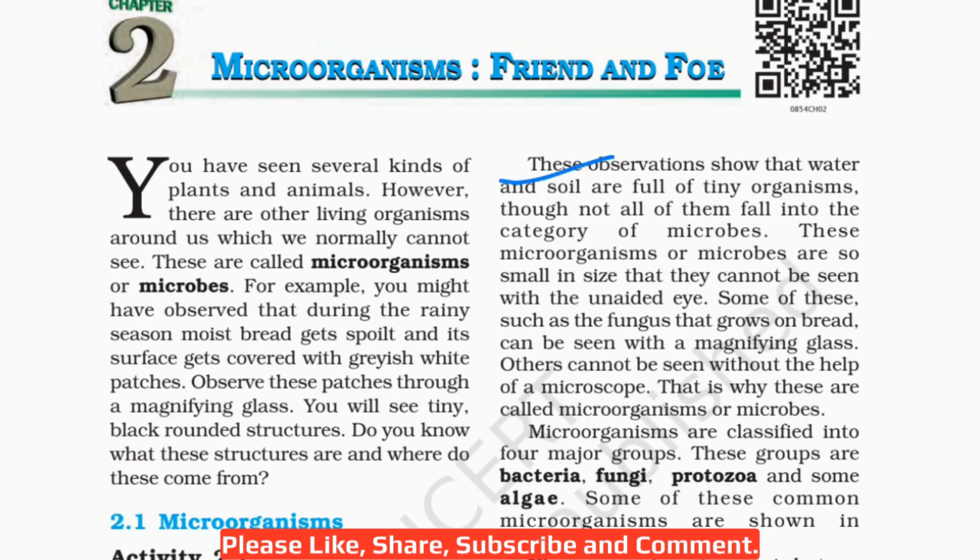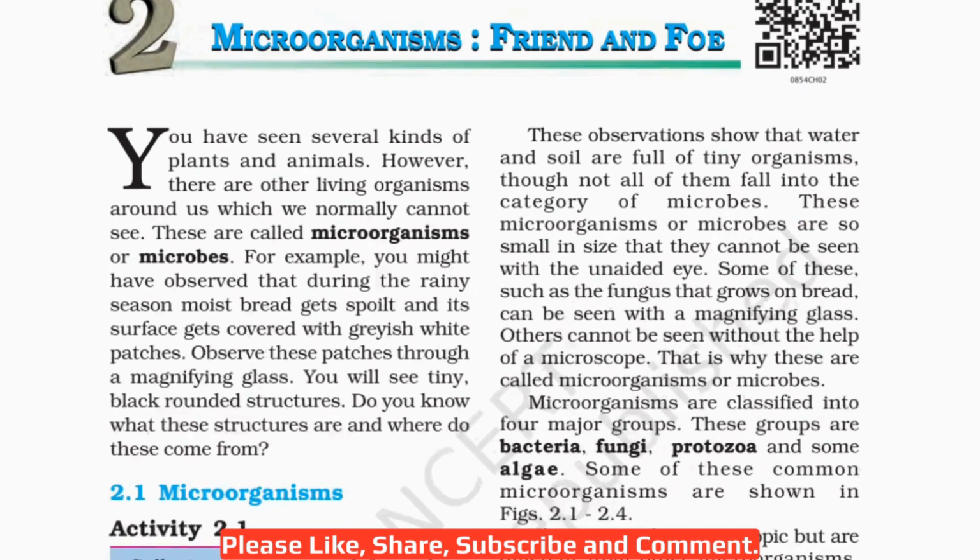These observations show that water and soil are full of tiny organisms, though not all of them fall into the category of microbes. These microorganisms or microbes are so small in size that they cannot be seen with the unaided eye. Some of these, such as the fungus that grows on bread, can be seen with a magnifying glass. Others cannot be seen without the help of a microscope. That is why these are called microorganisms or microbes. If you want to write the definition of microorganisms or microbes, you can write this definition from here till here.